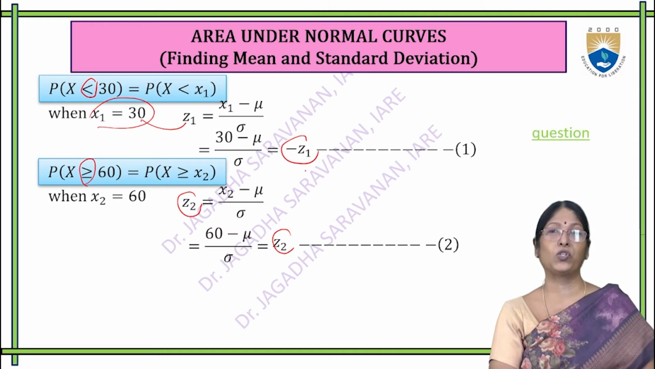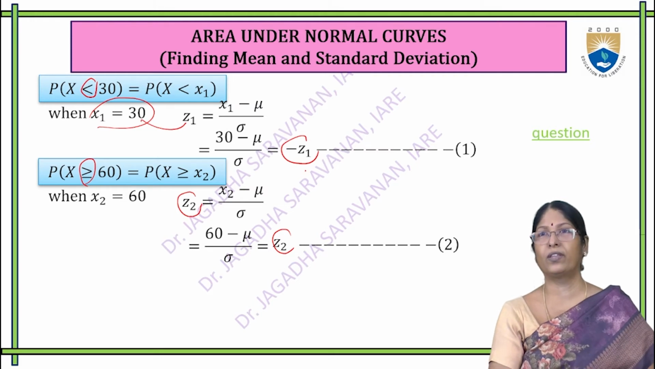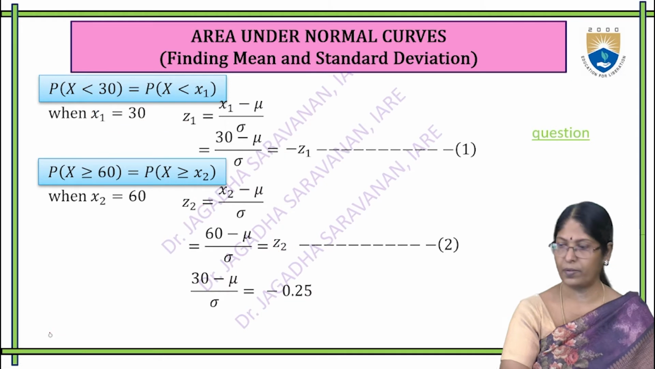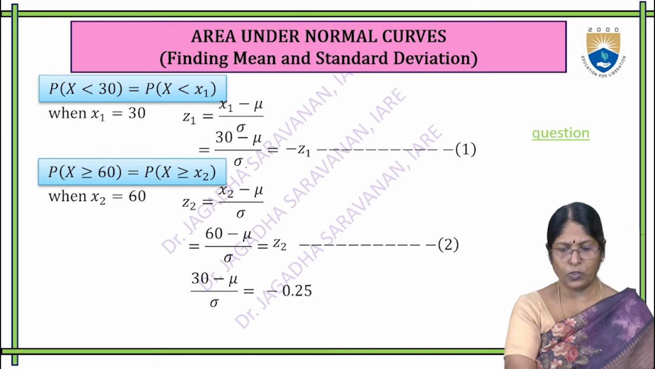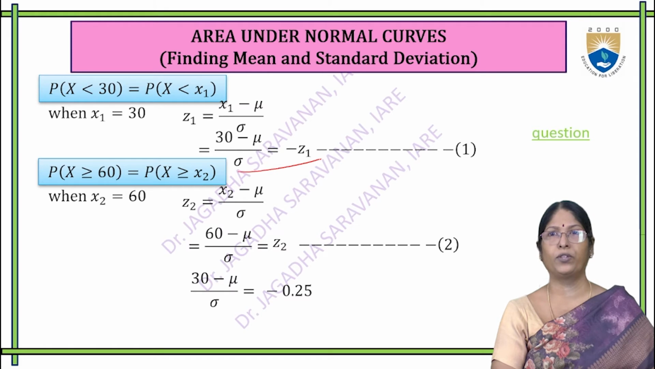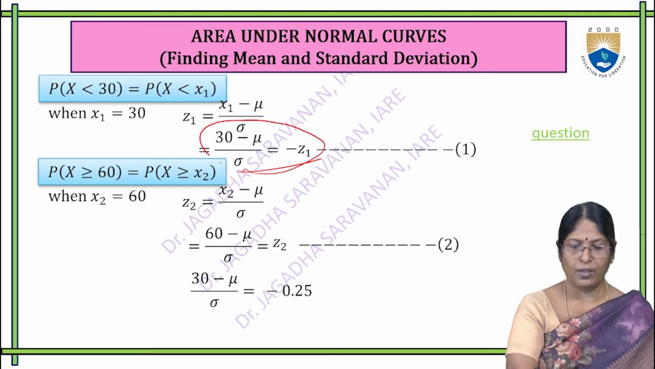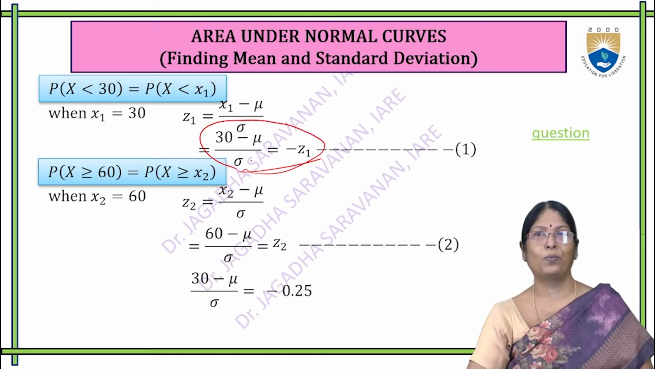At this point, if there is no confusion, the students won't commit any mistakes under this topic. Yes. Now, (30 minus mu)/sigma equal to minus Z1 is there. So we are going back to this solution. If they are not given, we also have to solve the equation. Which method, what steps are we going to follow? That we will discuss now.